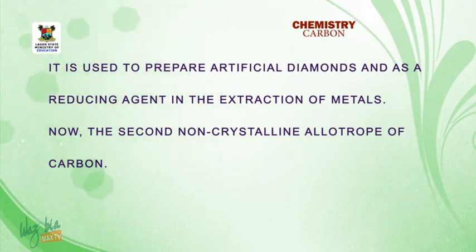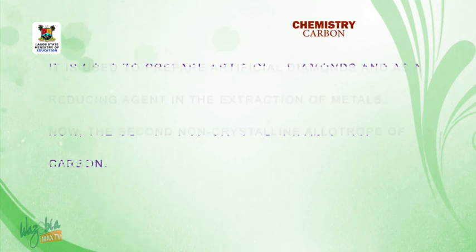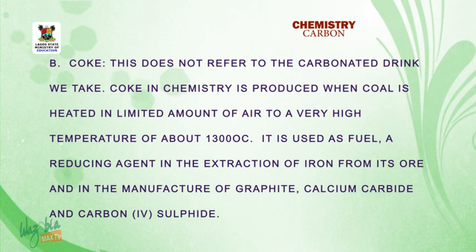Now, the second non-crystalline allotrope, coke. This does not refer to the carbonated drink we take. Coke in chemistry is produced when coal is heated in limited amount of air to a very high temperature of about 1,300 degrees centigrade. It is used as fuel, a reducing agent in the extraction of iron from its ore, and in the manufacture of graphite, calcium carbide, and carbon 4 sulfide.